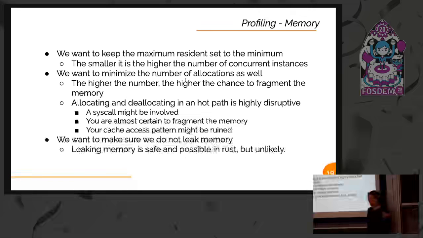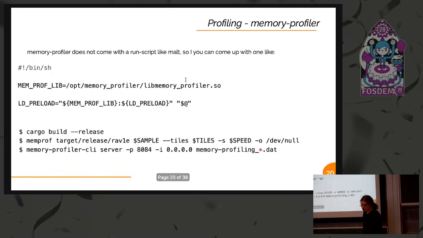Last but not least, memory leaks. Leaking memory is safe, or so Rust is claiming. So it is possible even in safe Rust, quite unlikely if you are not doing crazy stuff. It never happened in rav1e, at least. But you have to be careful about that. The tools that I mentioned give you information about that as well.